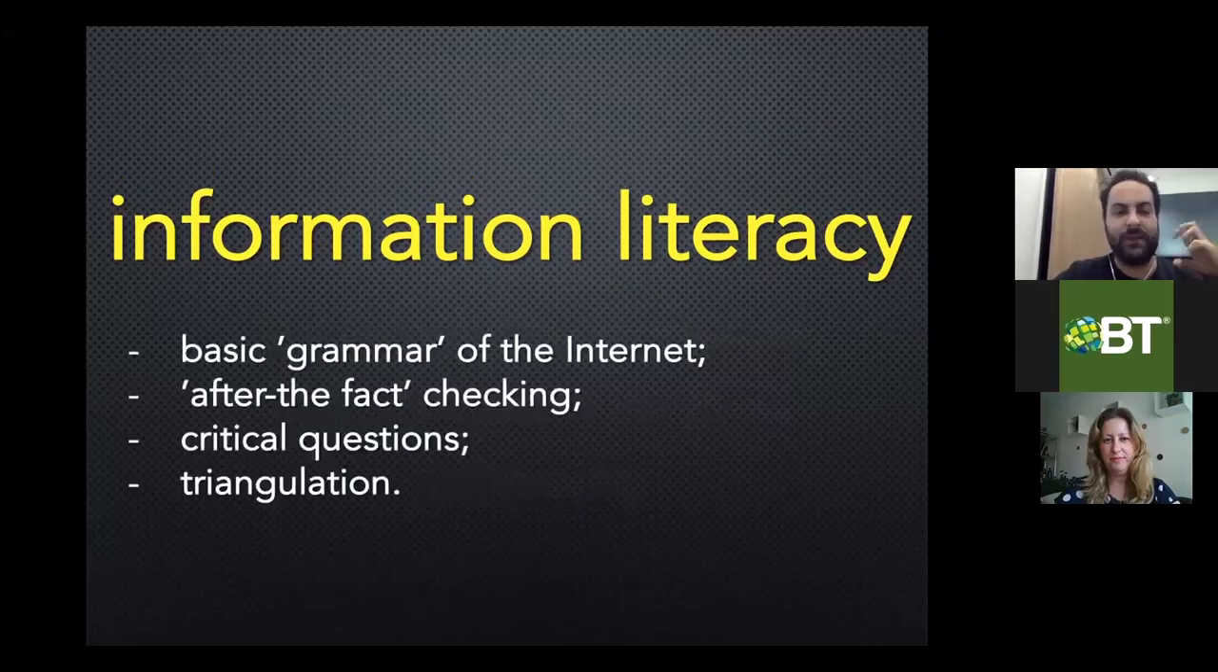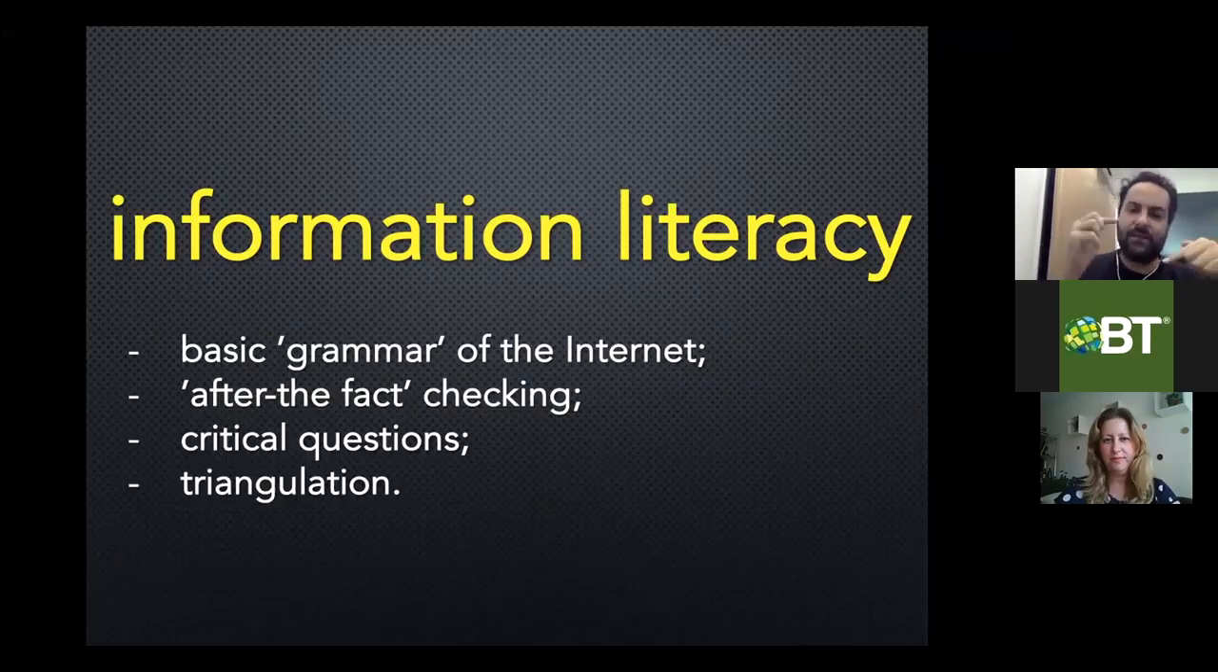So here, what we need to teach them when it comes to information literacy is the basic grammar of the internet. So look, let's think about advertisements. Usually if there is something absurd with a catchy headline like, I don't know, lose 10 kilos in 5 days, it is appealing, but it's difficult to believe that. So is it likely to be true?